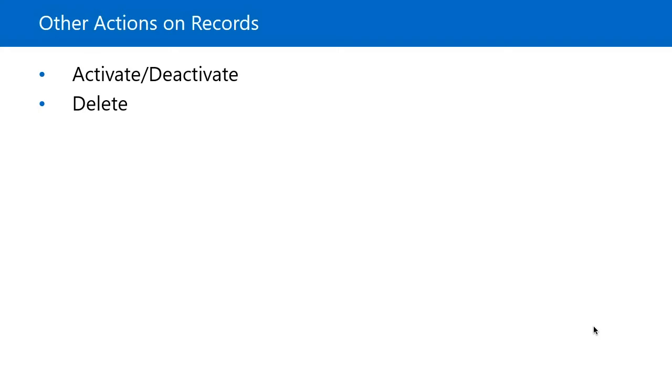If you deactivate a record within the system, regardless of whether it's an account, a contact, or any record type, when you deactivate those records, they still remain in the system, but they cannot be used.